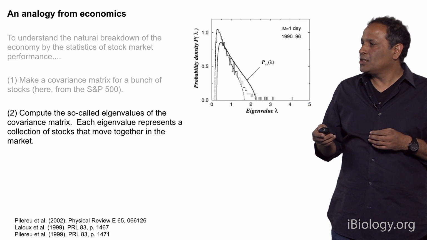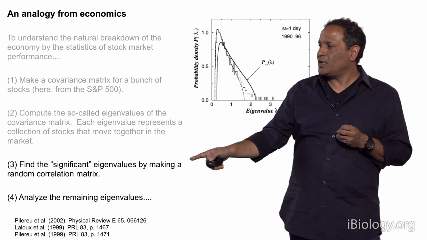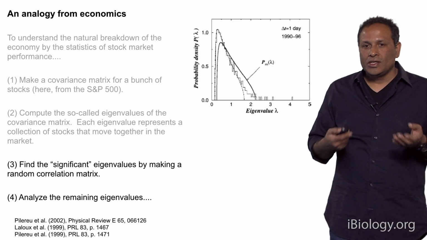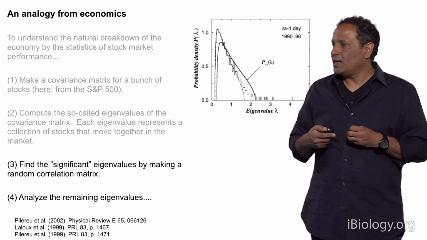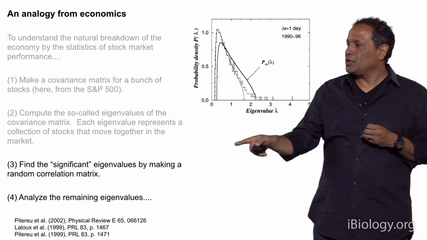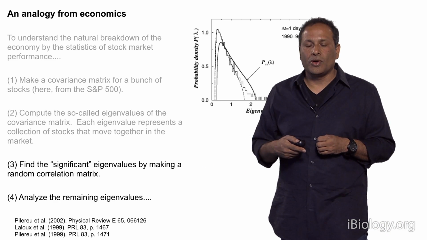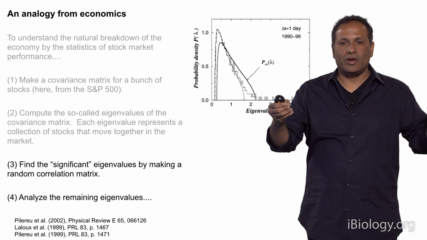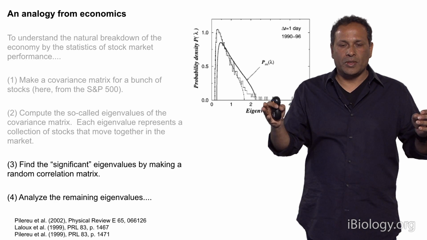And the interesting thing one can do is to find the significant eigenvalues, the ones that are relevant, separated from the ones that are just possible through the sampling noise in the data set, by making essentially many trials of a random correlation matrix. What a random correlation matrix means is to take the time series of every stock and scramble it in time completely.